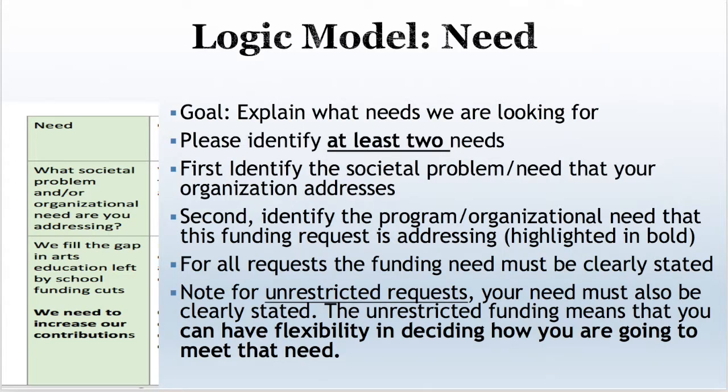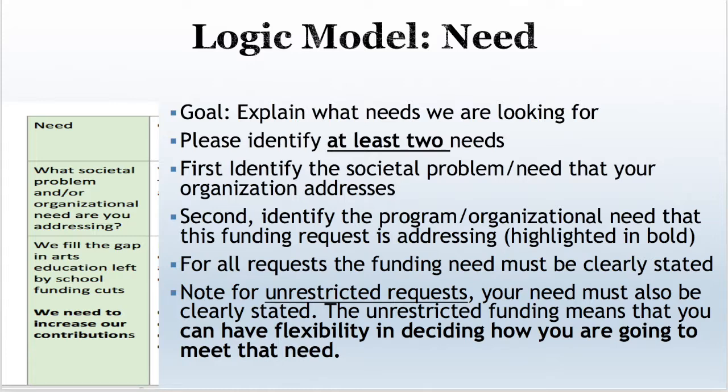So the first column is, what is your need? You are going to need to identify at least two needs. The first need is the societal problem that your organization addresses. In our example, this is, we fill the gap in arts education left by school funding cuts. That's your societal need that your program addresses. Secondly, you need to identify the need that this funding request is addressing. In our example, the need is, we need to increase our contributions. That need we've highlighted and bolded, which we would like you to do too. Bold your funding request need.